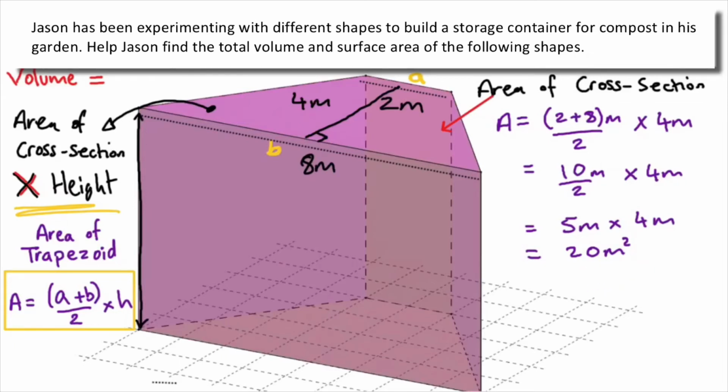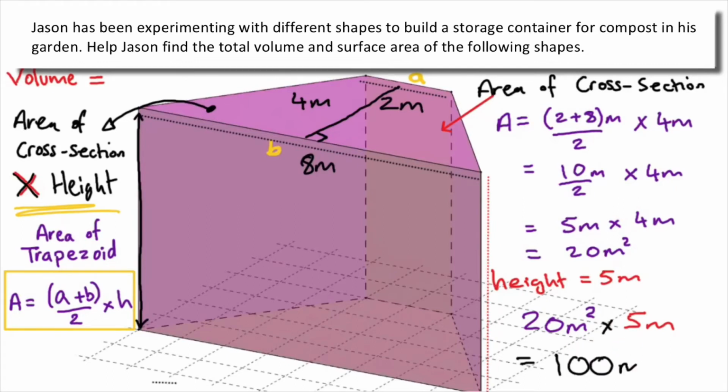In order to find the total volume, we need to multiply it by the height, which is 5 meters. So we have 20 meters squared times 5 meters, which gives us a total of 100 meters cubed. So this prism has a total volume of 100 cubic meters.